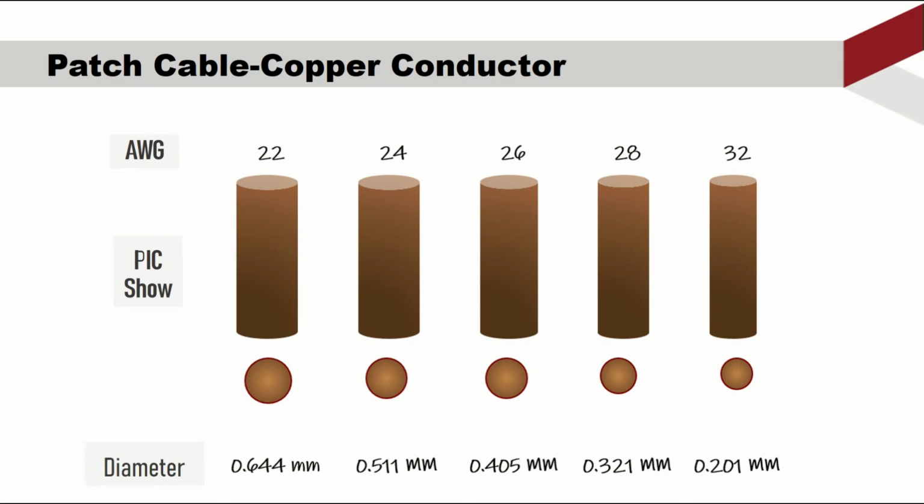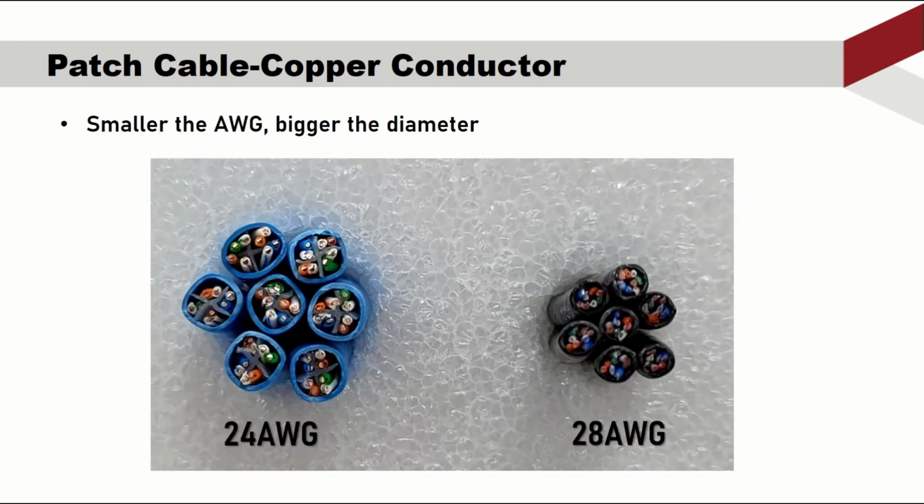Next, we'll talk about the gauge. You can see in the picture, 22 gauge conductor is about 0.644 millimeter. And the 32 gauge is about 0.201 millimeter. So the diameter is getting smaller if the gauge gets bigger. The next one we will see in the actual bundling application. As you can see, the 24 gauge bundling is thicker than the 28 gauge bundling.